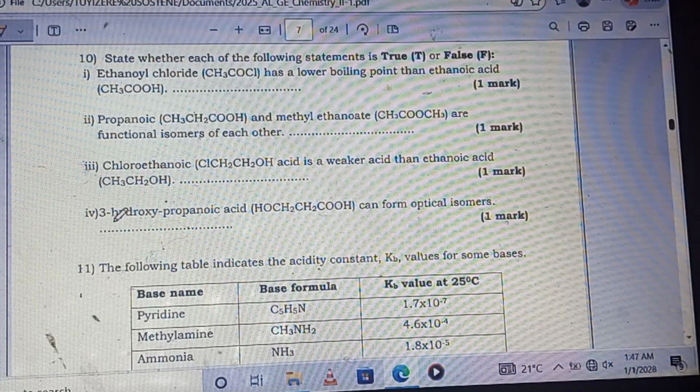Question IV. 3-hydroxypropanoic acid can form optical isomers. Is it true or false? The correct answer is false because 3-hydroxypropanoic acid has no chiral center.